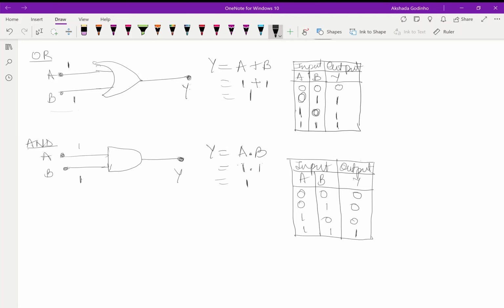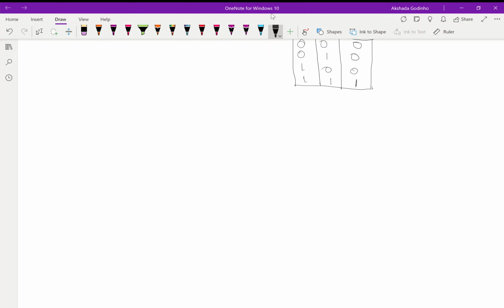And now we come to the final two, which is the NOR gate and the NAND gate we will do after this. So the NOR gate looks like this, with a NOT in front. A, B inputs, the output is going to be Y. But we already know that the NOR gate is a combination of OR gate and NOT gate. It is a combination of OR plus NOT.